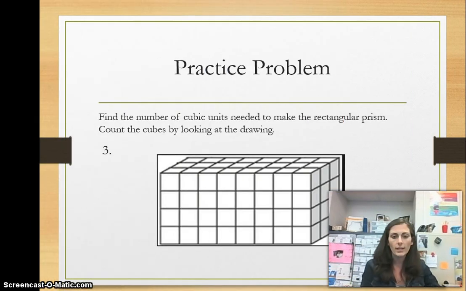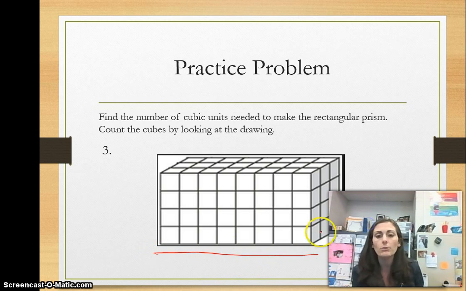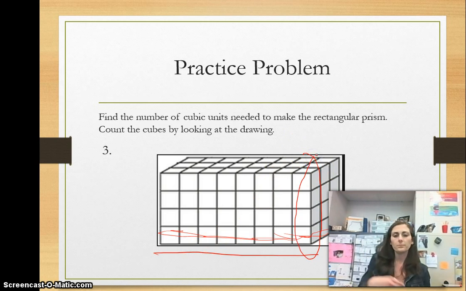Practice problem 3, and I think you've got this, so I won't use the cubes here. Find the number of cubic units needed to make the rectangular prism. Count the cubes by looking at the drawing. There are no numbers here, so this is all about you. You need to count the length and the width to help you find the area of the bottom row first. Then you need to calculate the height, and that will help you.